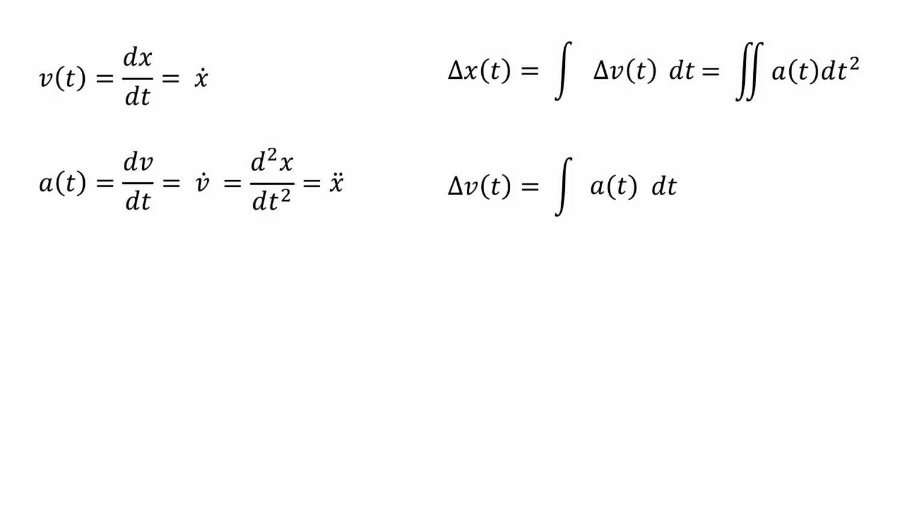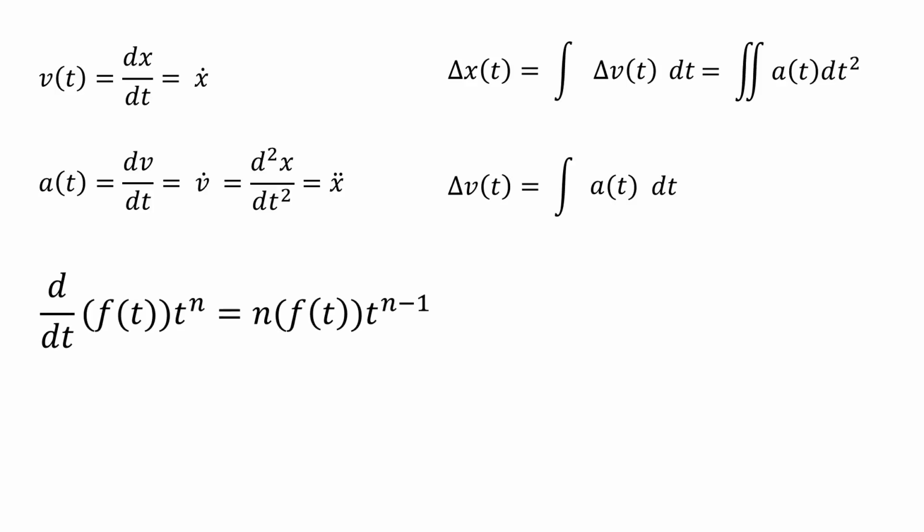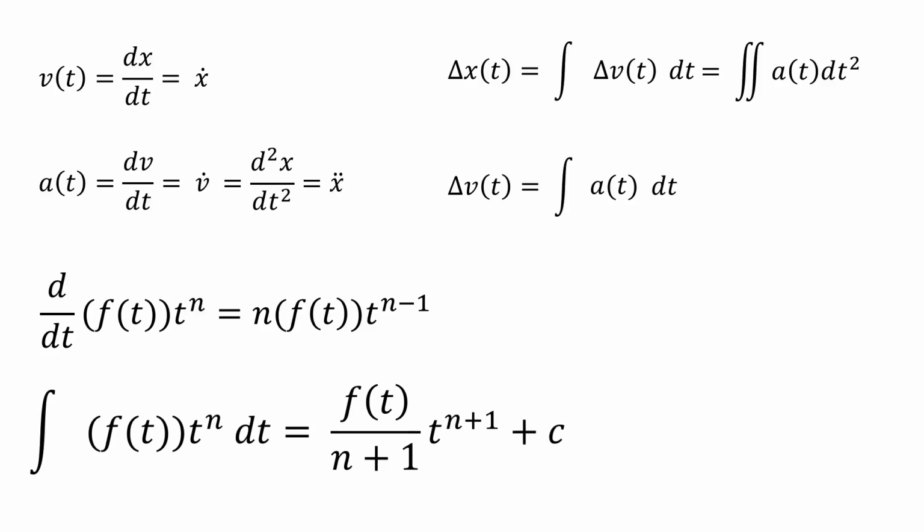In general, to take a derivative of a function of time multiplied by some power of time, you simply multiply the function by the power of time and subtract 1 from the power of time. To take the antiderivative, you do this backwards. Add 1 to the power of time, then divide the function by the new power, and add a constant to fill in missing information. Please note that the antiderivatives are not always so straightforward.